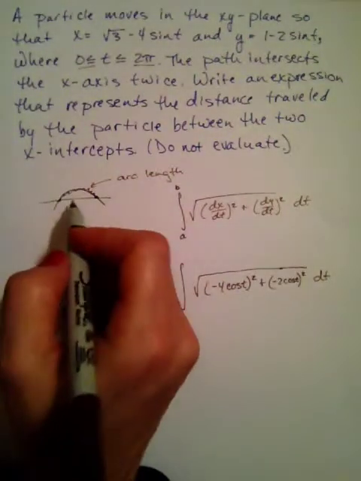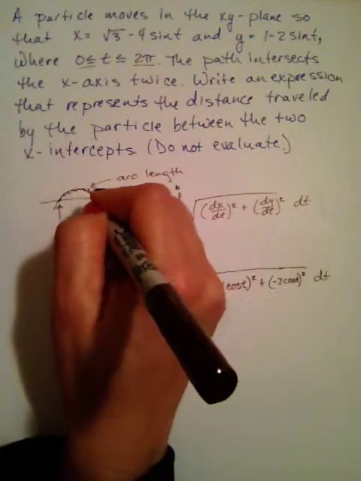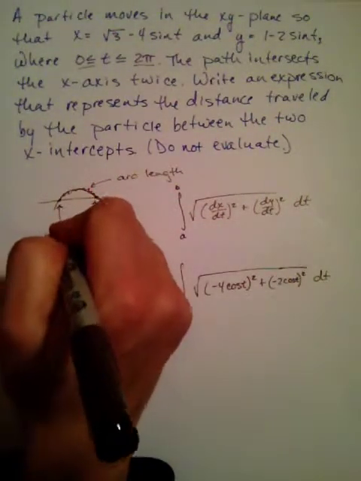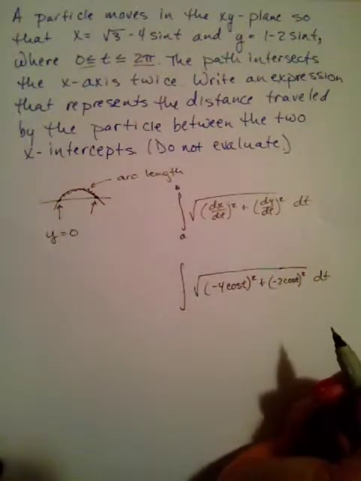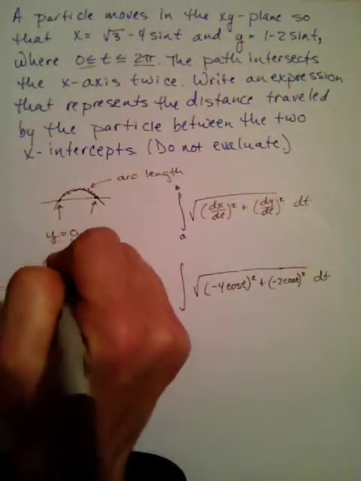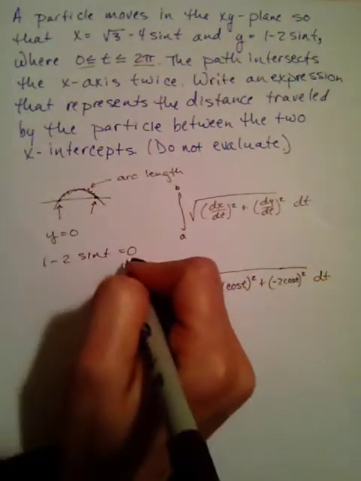So we have to figure out the time that you have your first x-intercept and the time when you have your second x-intercept. We know x-intercepts are when y equals 0. So what we need are the times when y equals 0. So we'll go up to our y equation, which is 1 minus 2 sine t, and we will set that equal to 0 and solve for t.